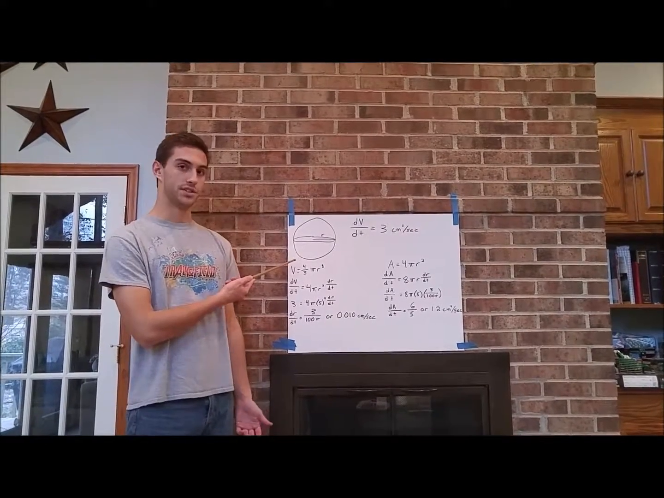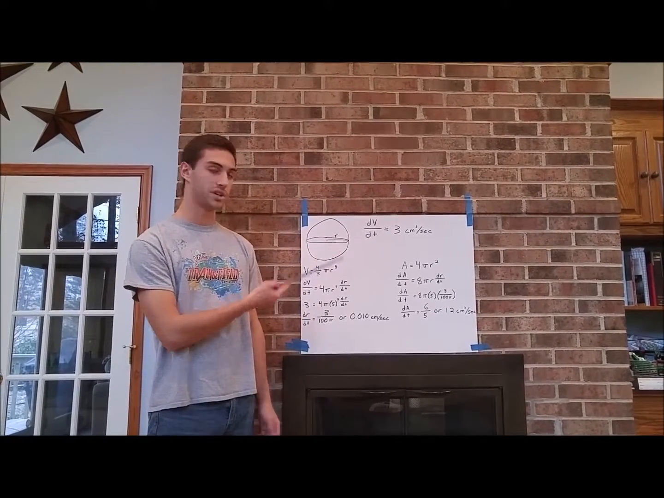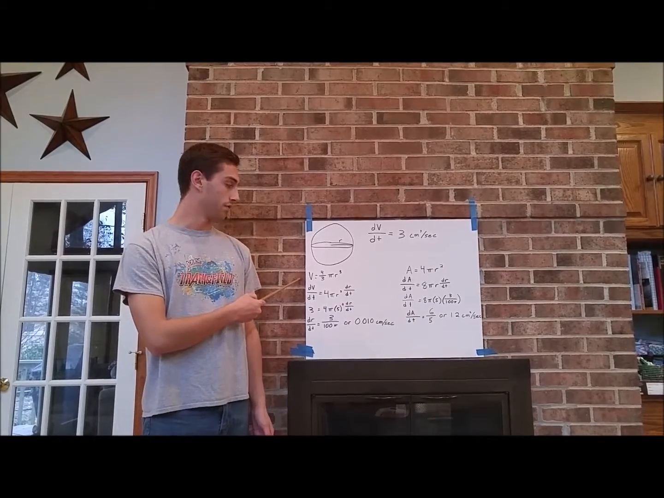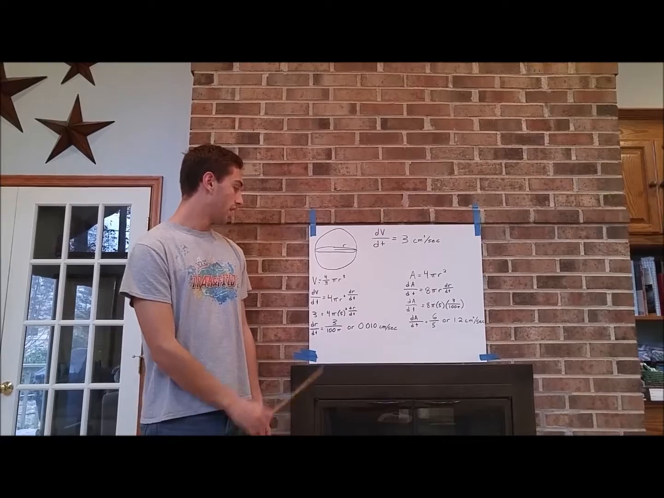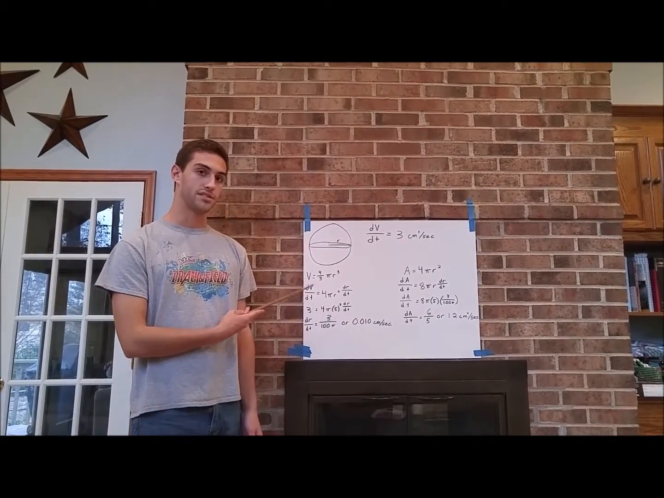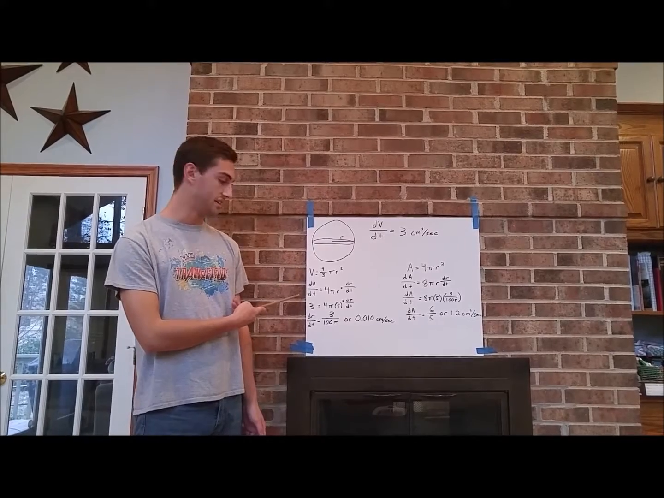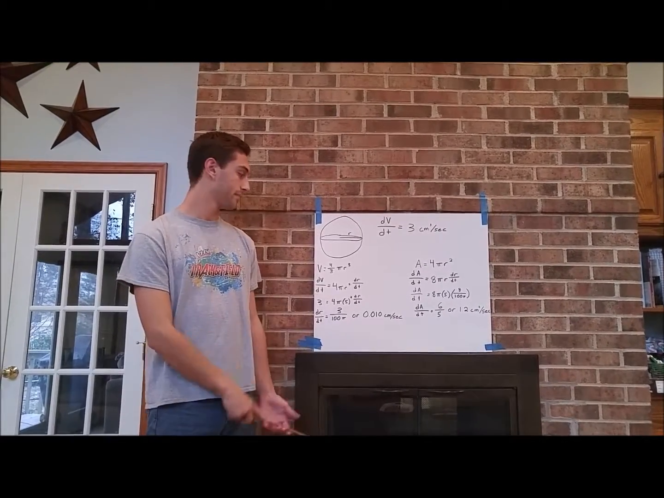In our experiment, we're using a spherical balloon, and we know that the change in volume is 3 centimeters cubed per second. So our formula for volume of a sphere is 4/3 pi r cubed. Since r is not a constant, we have to first take the derivative, which gives us dV/dt equals 4 pi r squared dr/dt.